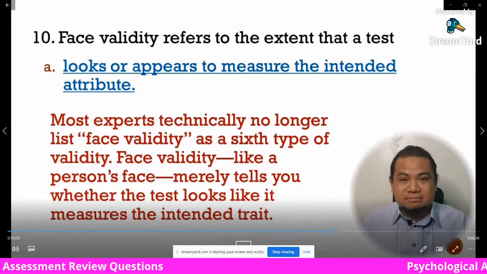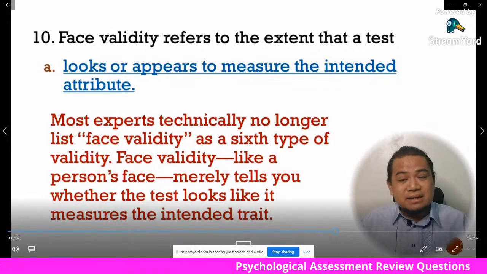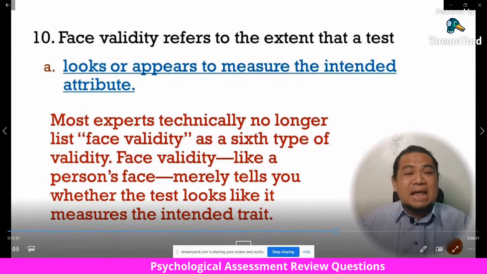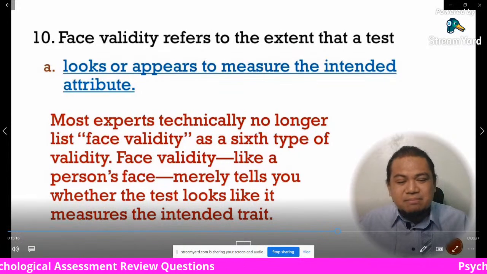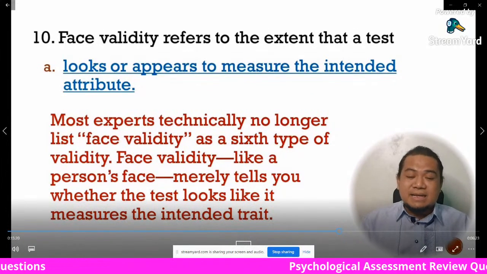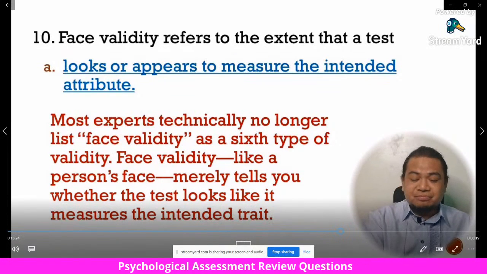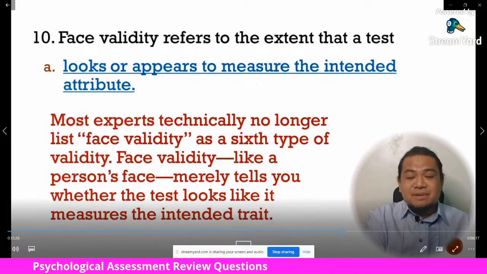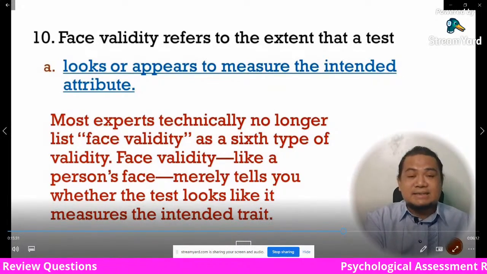It's not that important. And if a therapist looks like a good therapist, does that necessarily mean that he is adept in therapy? Of course not. And the same is true of testing. Face validity is not required test information according to the 1974 committee that drafted the standards for educational and psychological tests.